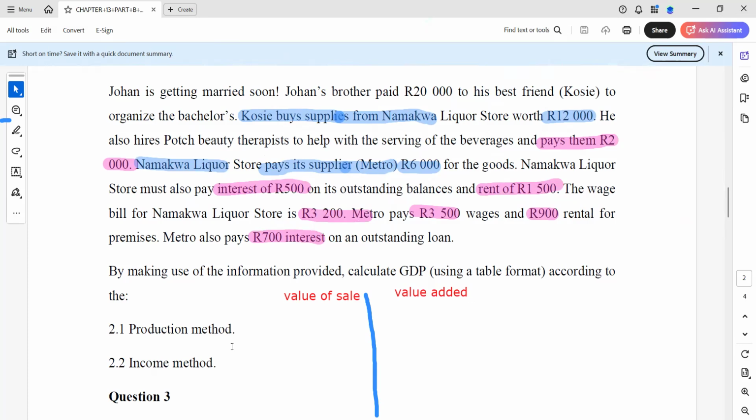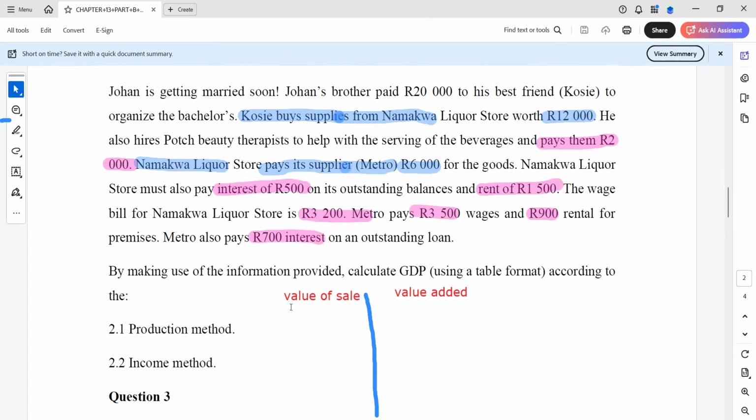You must also remember that when you're calculating using the production method, we're adding the value which has been added in each stage of production. So this is stage one, where the goods leave the factory to the store. And then from the store, they go to the consumer. It's the factory to ShopRite, then from ShopRite to Koisi, who's a consumer, me and you. I hope you guys are getting that one.